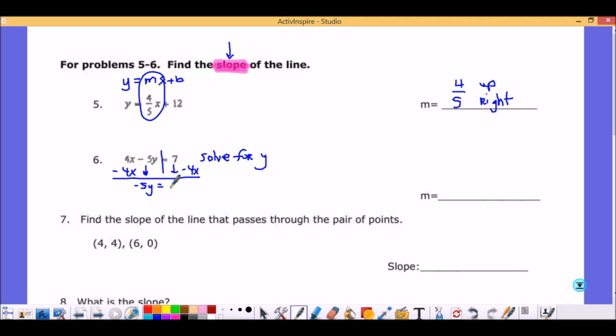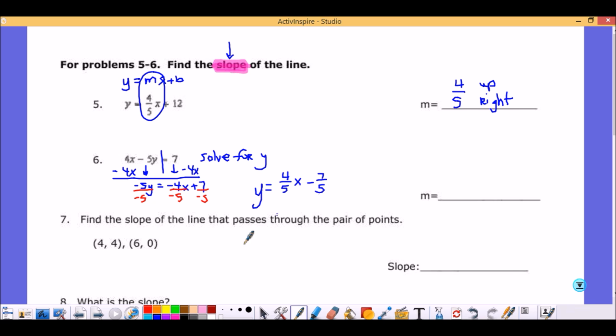And in algebra, we like to put the x first, so I'm going to put -4x plus 7. If you put 7 minus 4x, you have the same answer, so feel free to write it that way too. All right, so then the last step, I'm going to divide everything by -5. And when I do that, I get the answer of y equals positive 4/5 x minus 7/5.